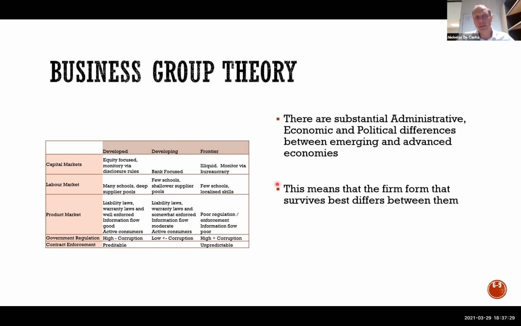And finally, in frontier markets, so frontier markets would be really emerging markets. This is the JP Morgan definition. Capital markets are quite illiquid, and you actually monitor things through bureaucracy. So are you frankly violating the law? You have few schools, very localized skills. So think something like Ethiopia, Eritrea. Regulation is poor, information flow is poor, lots of corruption. And you have very unpredictable contract enforcement.